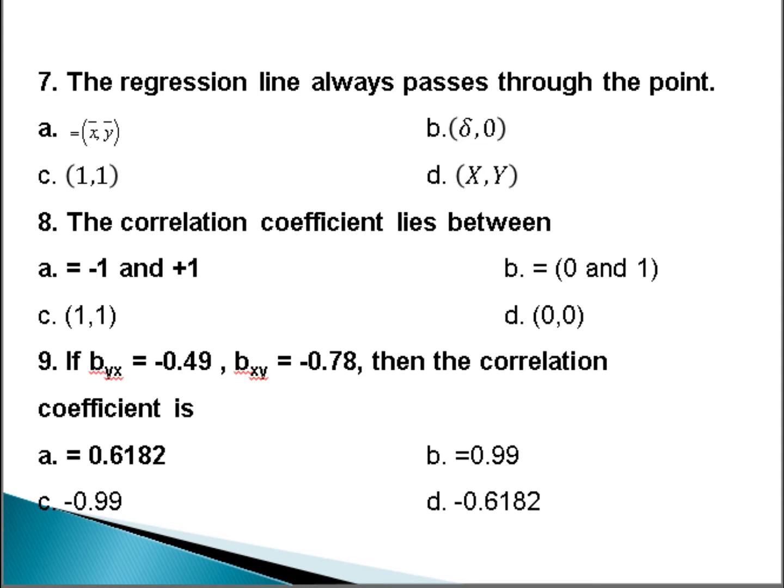And statement number 9. If byx is equals to -0.49, bxy is equals to -0.78, then the correlation coefficient is A is equals to 0.6182, B option 0.99, C option -0.99, D option -0.182. The true option is A, because correlation coefficient is the geometric mean of two regression coefficients byx and bxy. So after simplifying we get answer 0.6182 and option A is true.